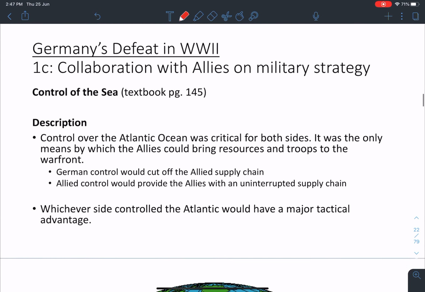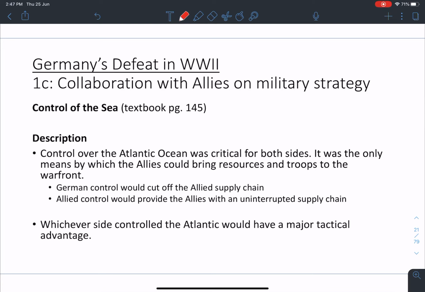Okay, control of the sea, similar point. Most resources are transported by sea over the Atlantic, which is the ocean between the USA and Europe. The USA is a separate continent. They have to transport things by sea, and that is why the control of the Atlantic Ocean was so important. If the Germans could control it, they would essentially cut off the American supply chain, which means that the Americans would be stranded, and over time, the Allies would lose the war.